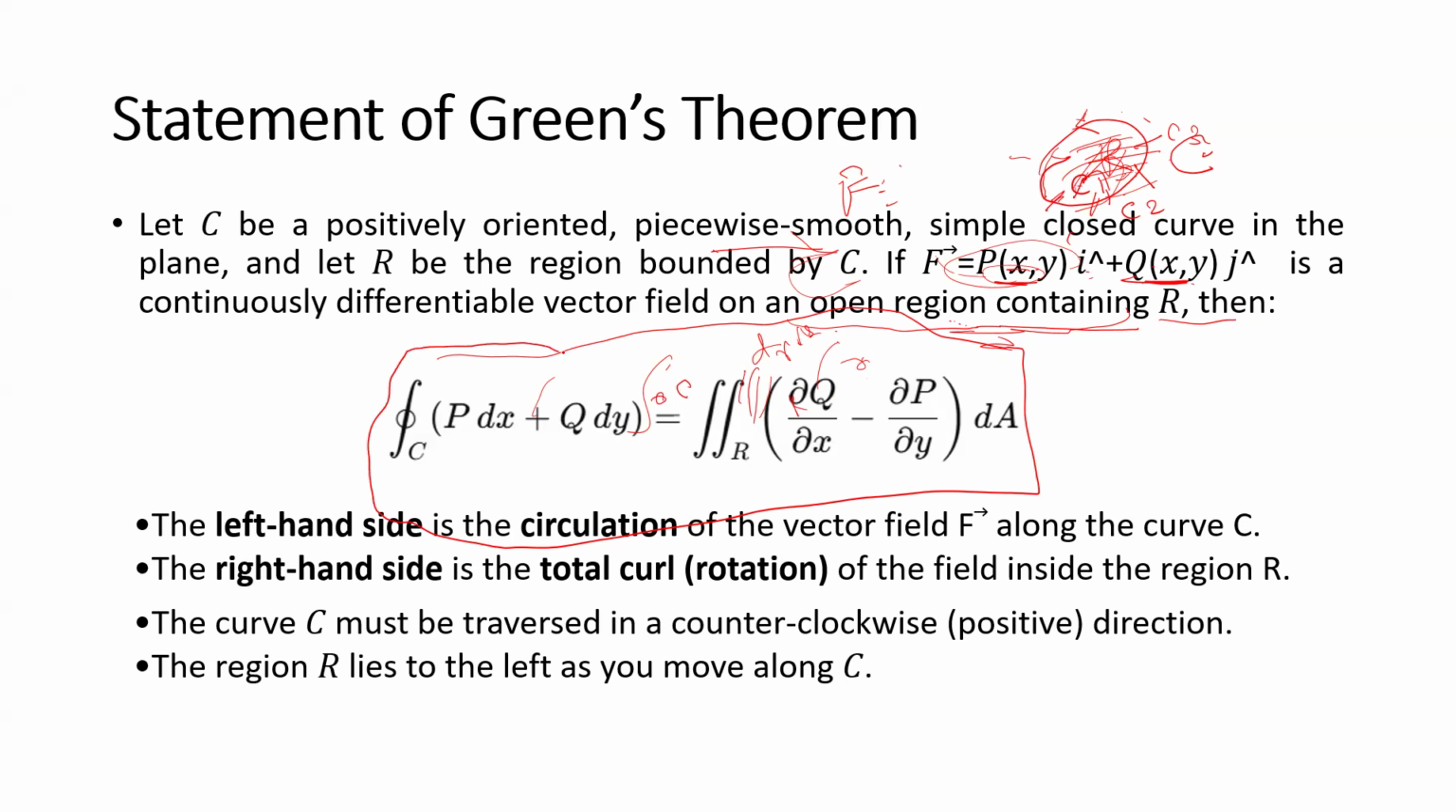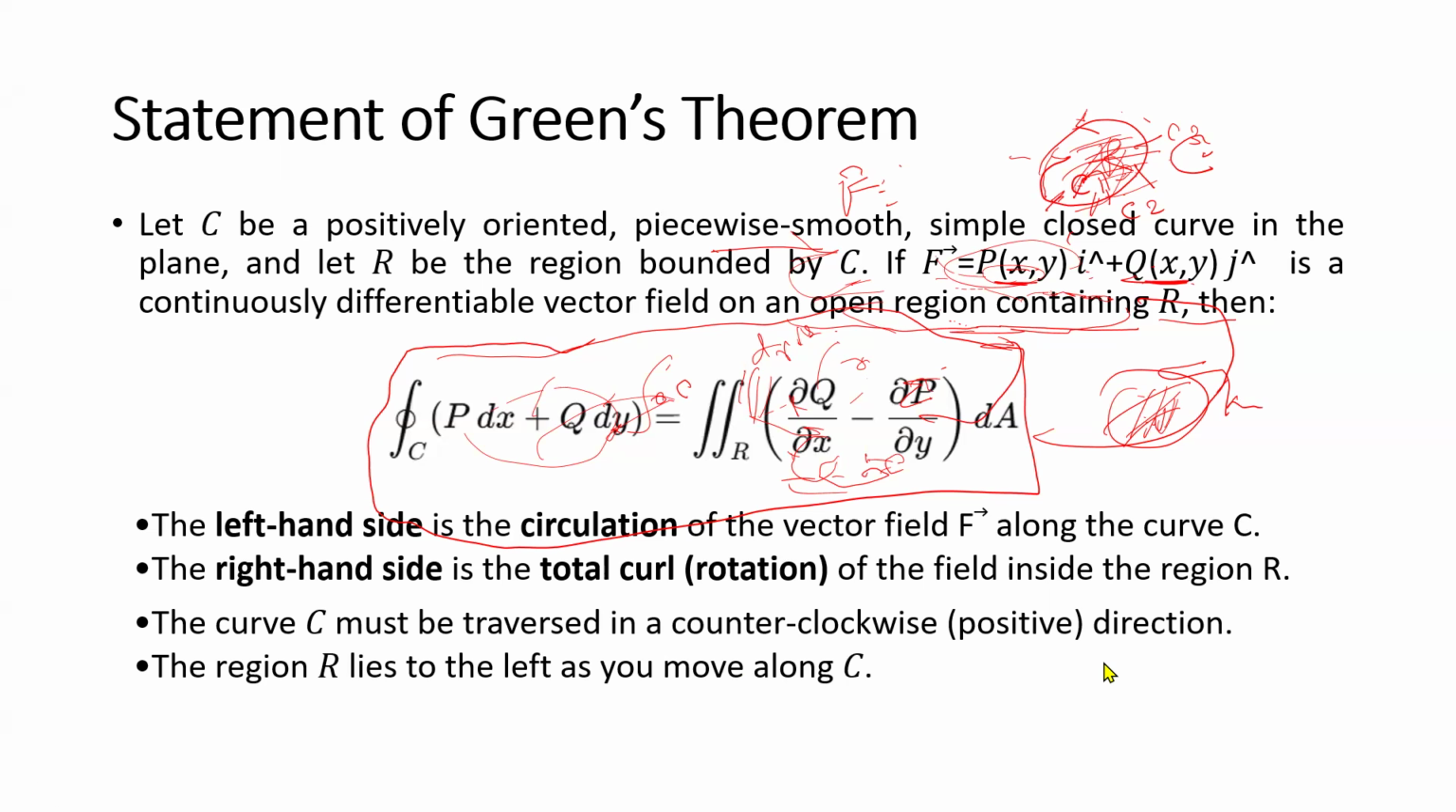Then the closed integral of P dx plus Q dy is equal to the double integral over the region R of (del Q by del x minus del P by del y) dA. So this is the full mathematical expression of Green's theorem, which we need to keep in mind. The left-hand side is the circulation of the vector field F, which is P(x,y) i cap plus Q(x,y) j cap, along the curve C, and the right-hand side is the total curl of the field inside the region.